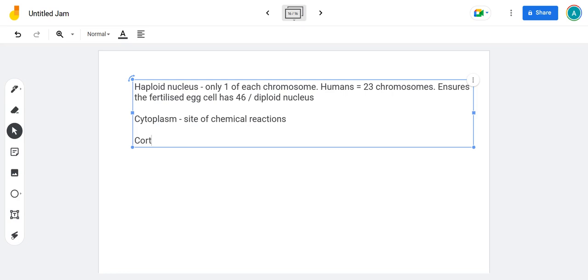So next up is the cortical granules. These are a bit more specialised. Should we spell it right? Granules.